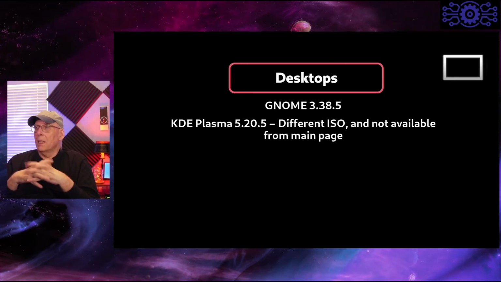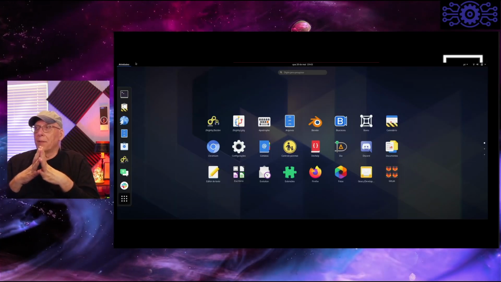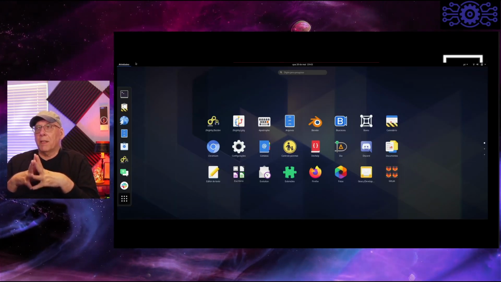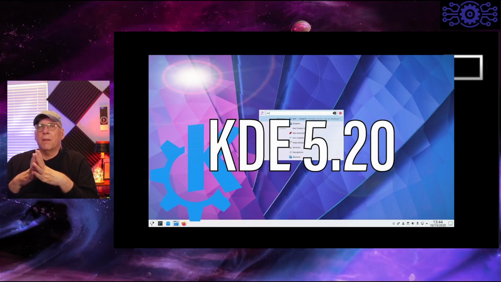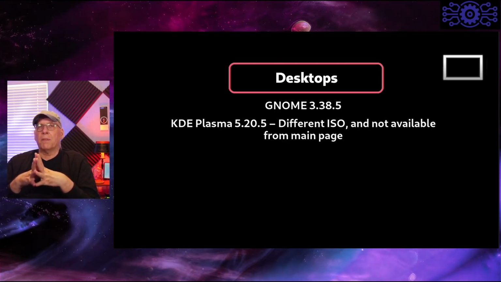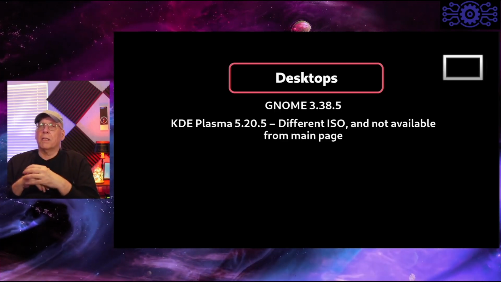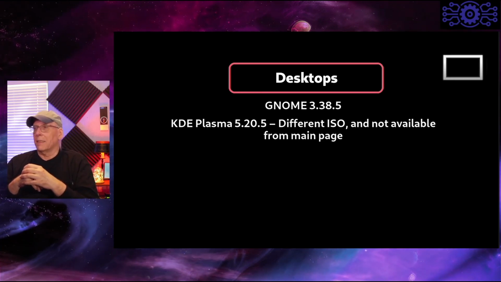Desktops are GNOME 3.38.5. However, there's also a KDE Plasma 5.20.5 that is available, although it's not directly selectable from the website. And I'll show you during the course of this video how you can get access to that.